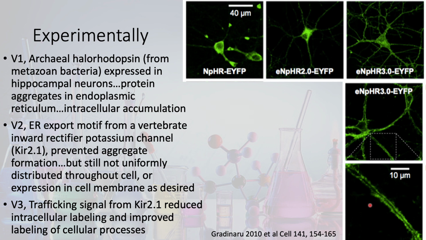So now we have essentially a light-powered protein that can turn neurons off by combining genetic information from this archaeal halorhodopsin protein with an endoplasmic reticulum export motif from vertebrates, whichever vertebrate that is in this case, and trafficking signals from that same protein. So we've combined genetic information from multiple proteins to get this cool transgenic tool that will allow us to turn neurons on and off simply by shining light on them. Cool.